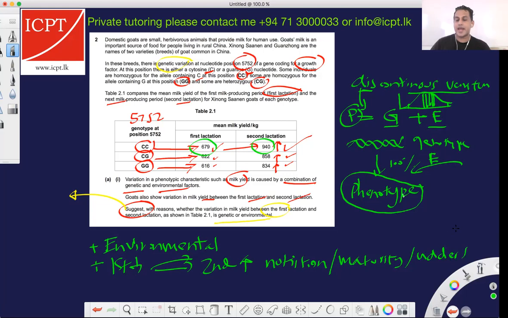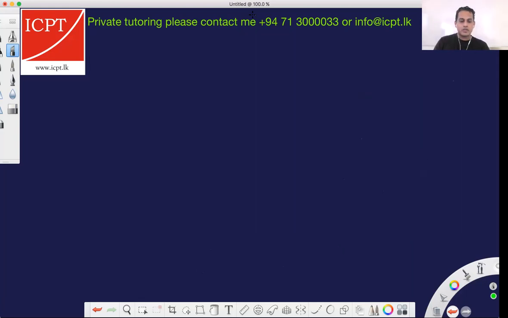So udders are mammary glands, that means glands which produce milk. So these are collectively called udders now. And then nutrition, change of nutrition, maturity of the animals and the udders. We can say these are the environmental factors which changed. All right? Fine. So then we go to the next part of this question.